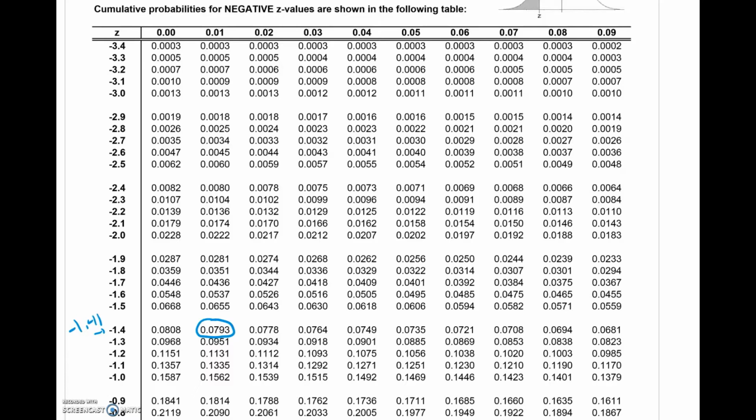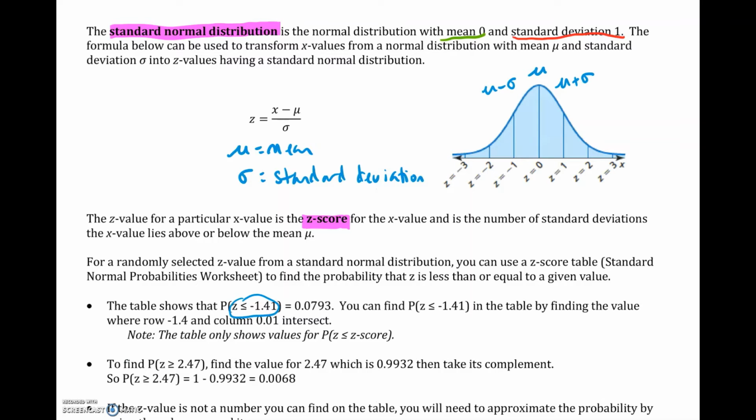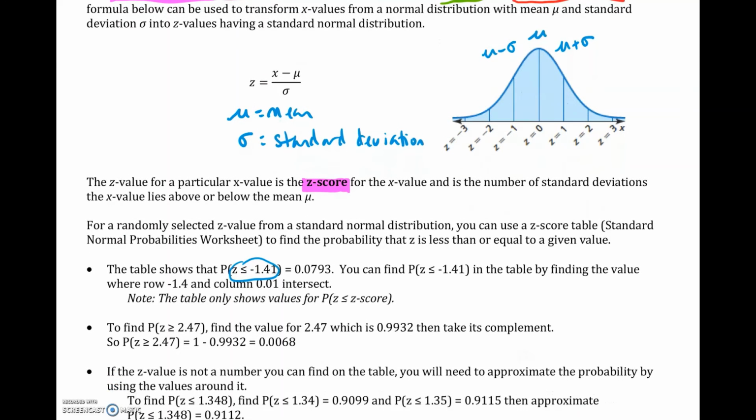Okay, so going back to our notes, that tells us the probability that our z-value is less than or equal to negative 1.41 is 0.0793. Note, this is always going to be less than, so that's going to be key. We're always looking to the left of the z-score.